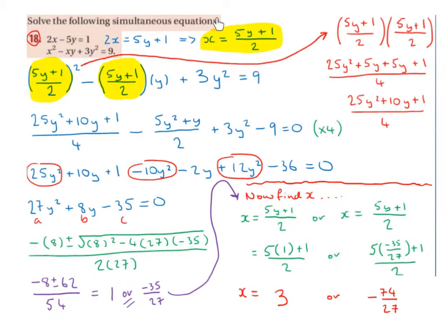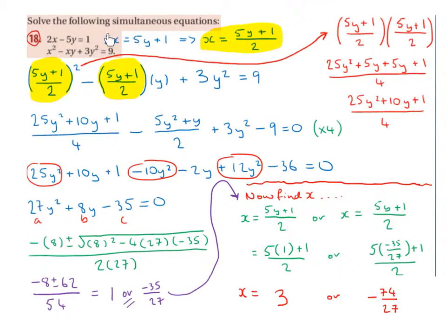Solve the simultaneous equations 2x minus 5y equals 1 and x squared minus xy plus 3y squared is equal to 9. So we're going to take the linear equation, which is 2x minus 5y is equal to 1, and we're going to rearrange it so that we get either x or y on its own. So I'm going to bring the minus 5y over the equal sign, it becomes plus 5y, and then divide across by 2 to get the x on its own.